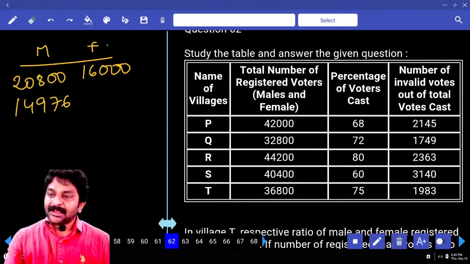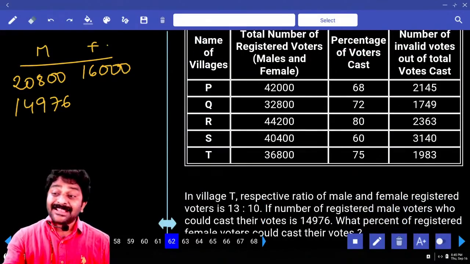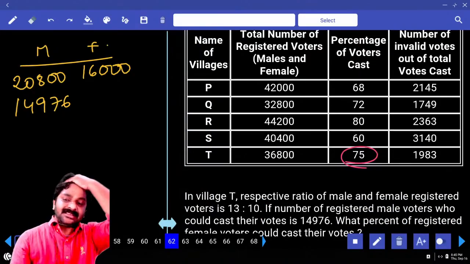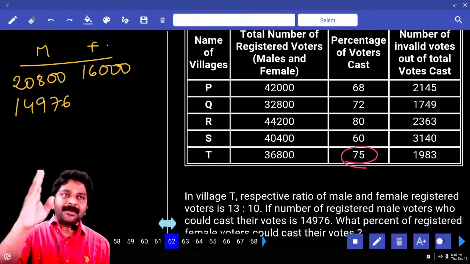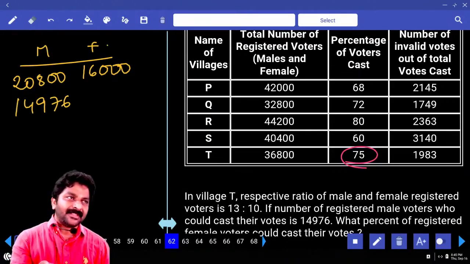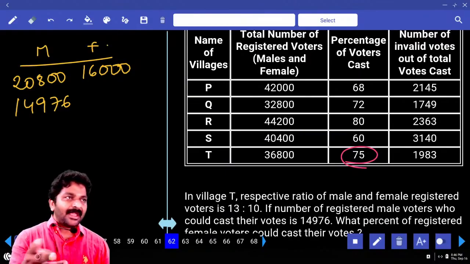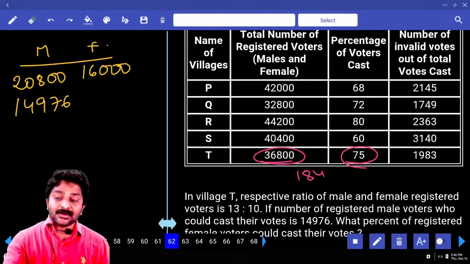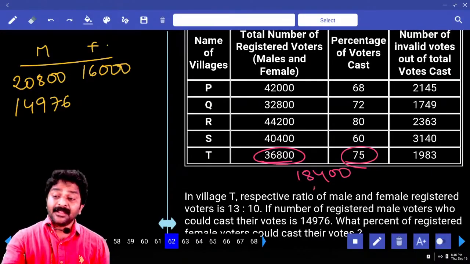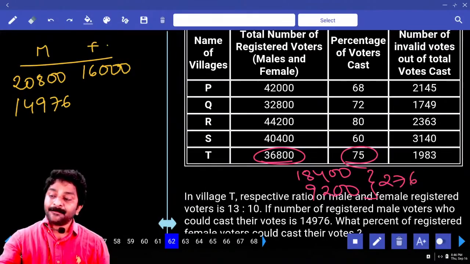And according to the data, the percentage of the voters who casted their vote for village T is mentioned as 75%. Come on. 75% in the sense half plus half of the number. Agreed? Half in the sense what percent? 50%. Again half? When I add both, that gives you 75 only. Half of this number, 18,400. Again half, 9,200. Then sum is equal to 27,600.